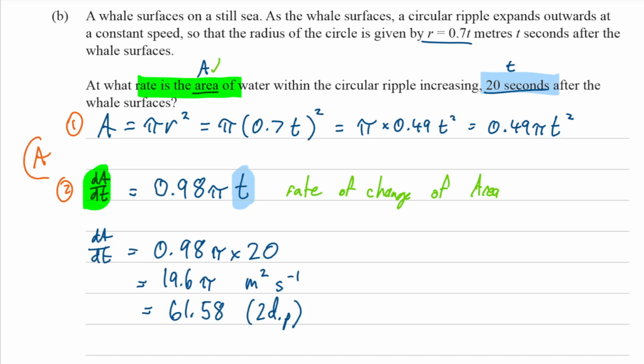Doing those two steps would be the achieved component. And then for merit, we substituted in time equals 20 seconds into that equation and found the rate of change of area at 20 seconds.